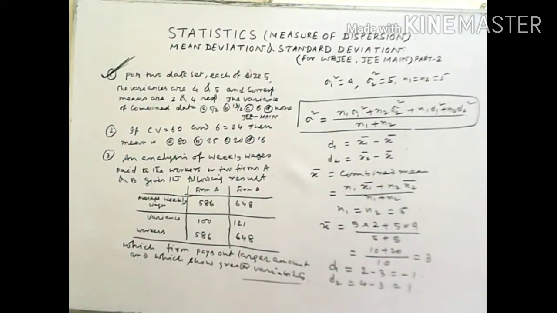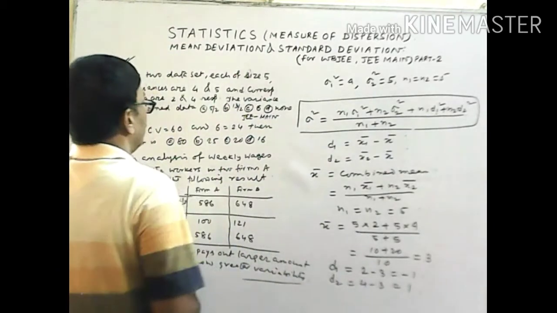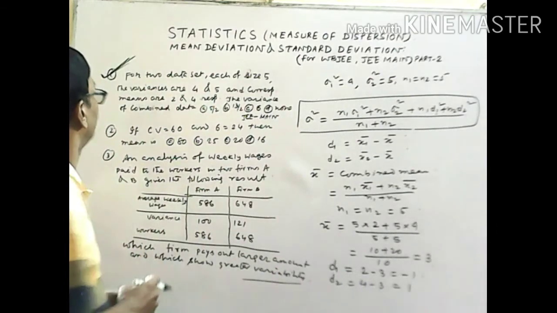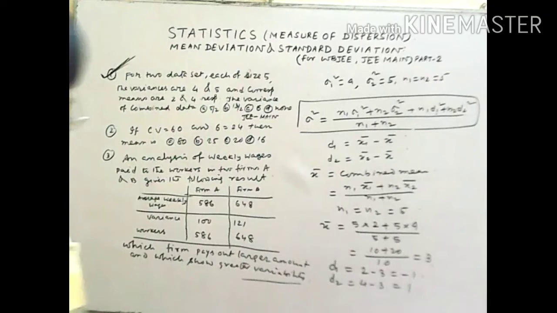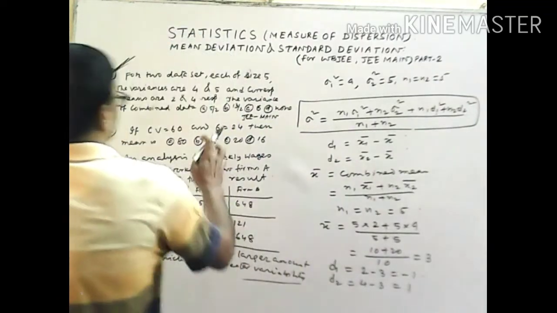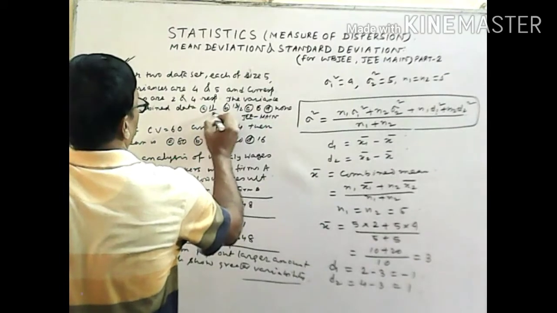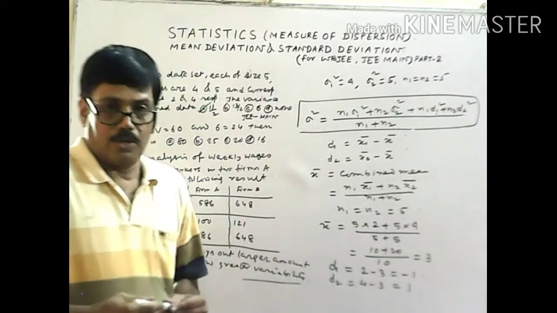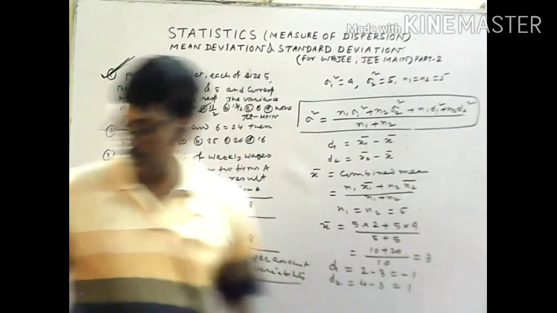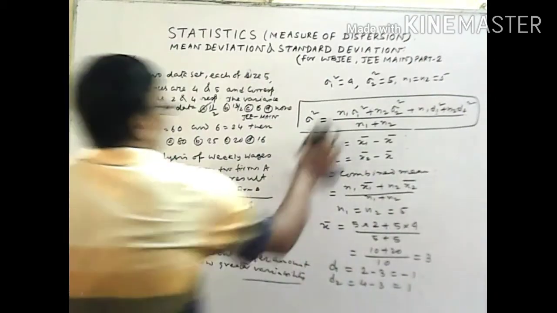So the answer will be 11 by 2. You write this one as 11 by 2. So now, problem number 2.